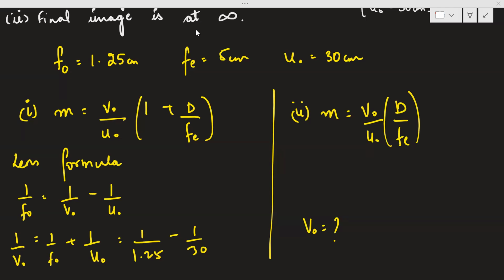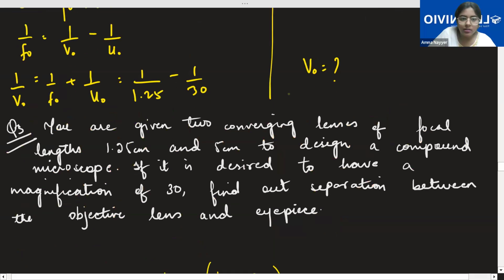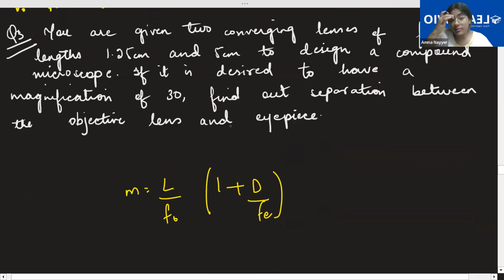No, not 1 by V naught. Tell me V naught. You're getting it as 1.3. Okay, 1.3. Is it positive or negative? Anyways, here you'll have to put in the sign without the sign convention. But what's your answer? Plus 1.3? Okay, then let me move to the next question.